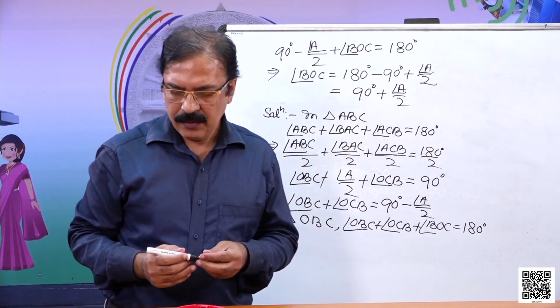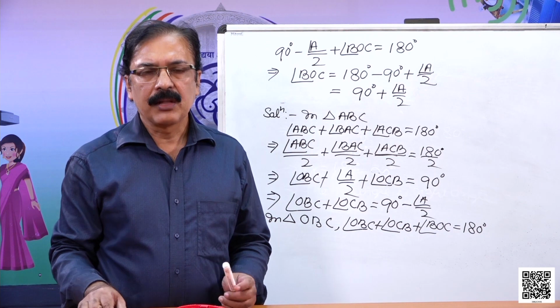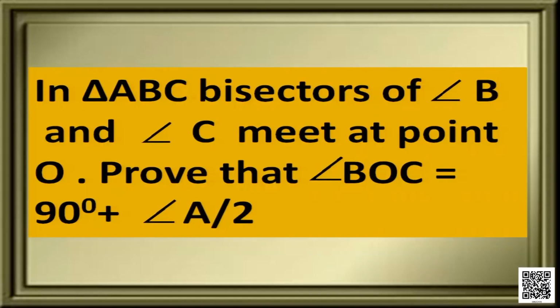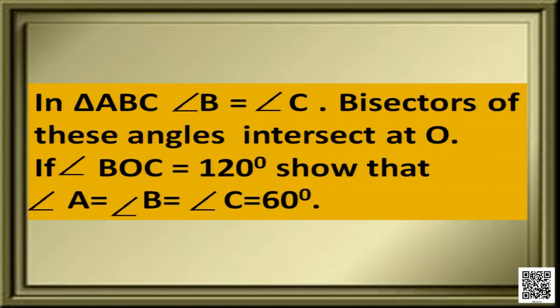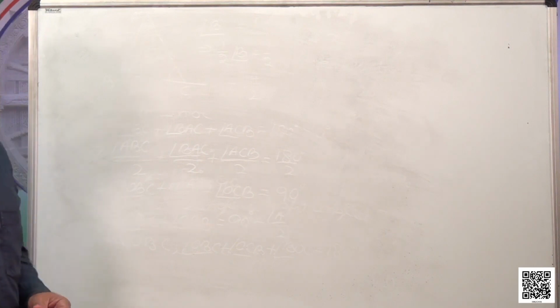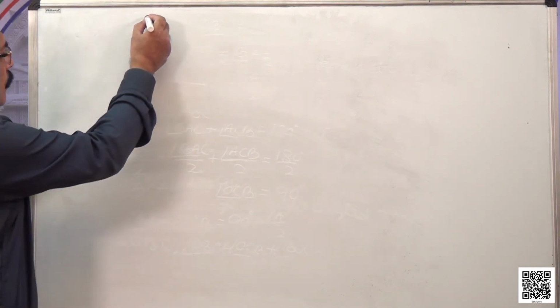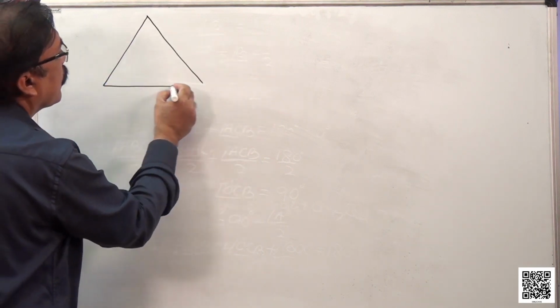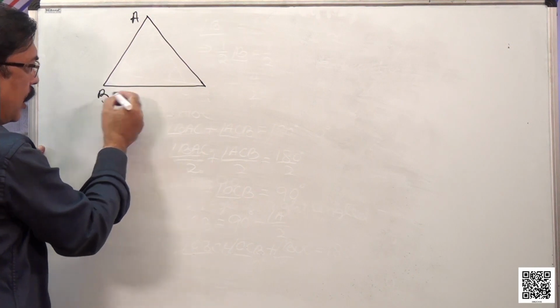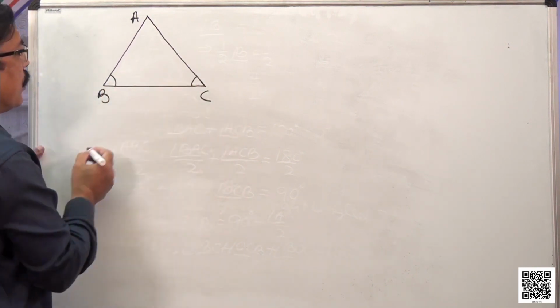So here it's a very beautiful problem. We can solve this by using this angle sum property. Let's have another question. In triangle ABC, angle B is equal to angle C. Bisectors of these angles intersect at O. If angle BOC is equal to 120 degree, show that angle A is equal to angle B is equal to angle C is equal to 60 degree. Here it is given in triangle ABC, angle B is equal to angle C. This is triangle ABC where angle B is equal to angle C.